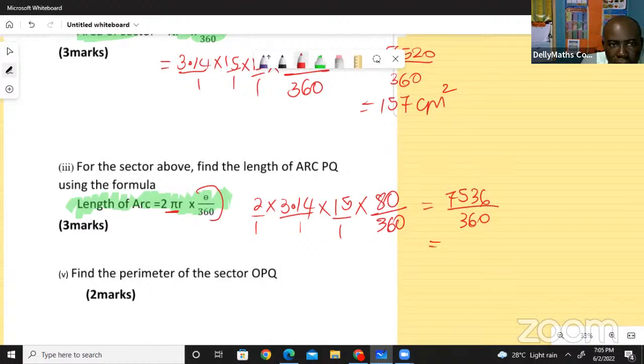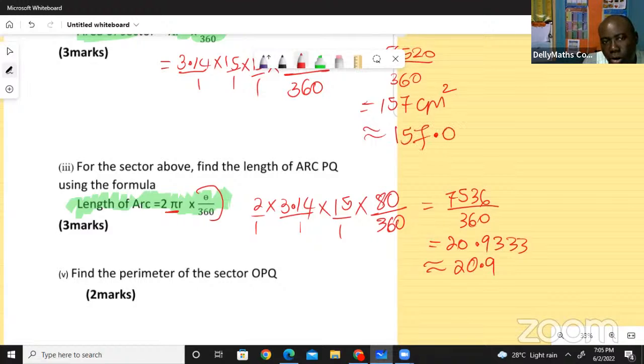And every answer must be to 1 decimal place if you get decimal. So I got 20.9333, but they did say give the answer to 1 decimal place. So it is 20.9. For even this one, I just remember that they had said 1 decimal place. So I have to put 157.0.